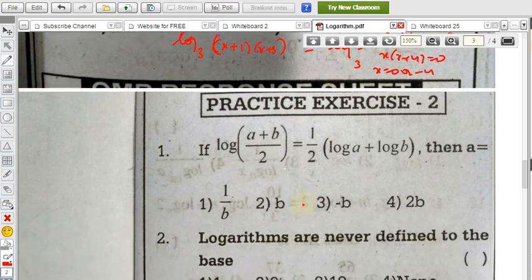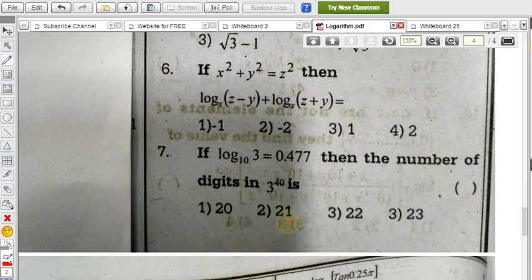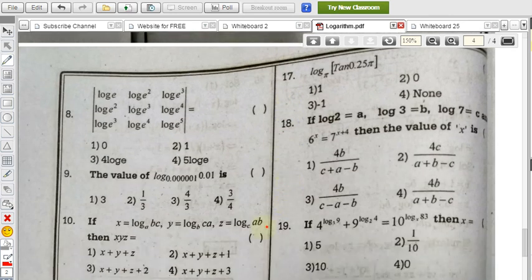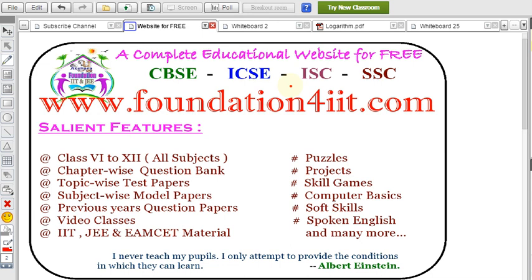Fine. So practice exercise 2. Some exercise 2 also I just kept here. Now not only these two, some other papers also available in this website from these logarithms. So you can directly download and you can see the solutions, links are given in the description below. So most important is we should be perfect about the properties of the logarithms.